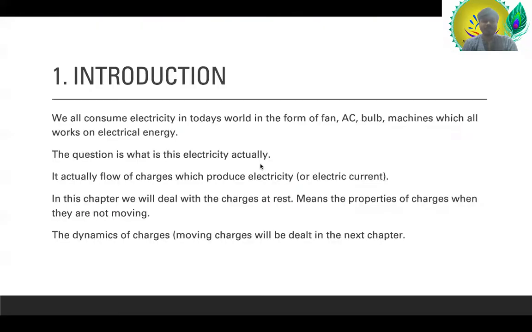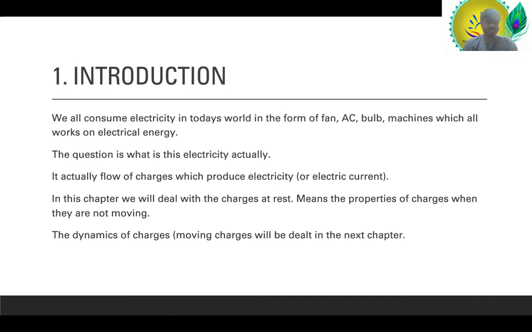Let us come to the next page, which is the introduction. Let me tell you, we all consume electricity in today's world in the form of fan, AC, bulb, machines, which all work on electrical energy. We have fans, ACs, fridge; nearly all electrical equipment in modern technology uses electricity.